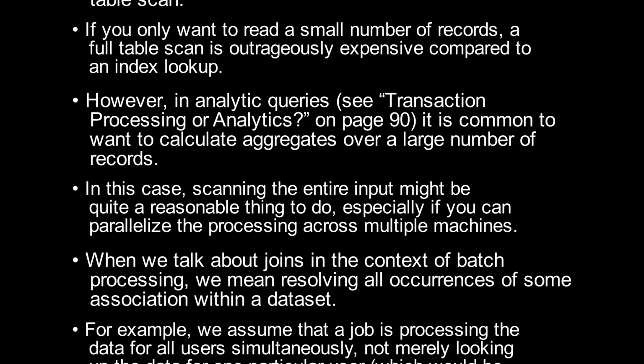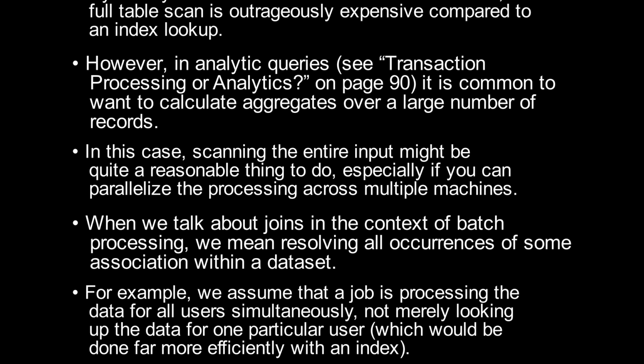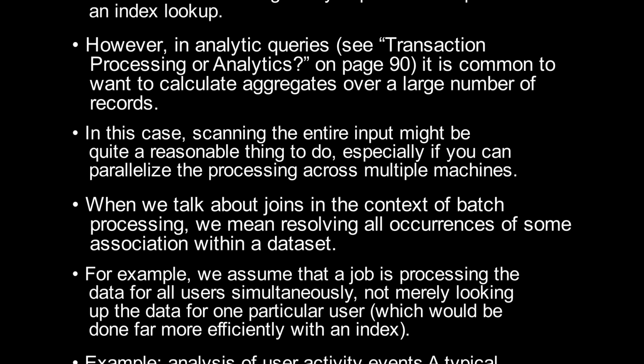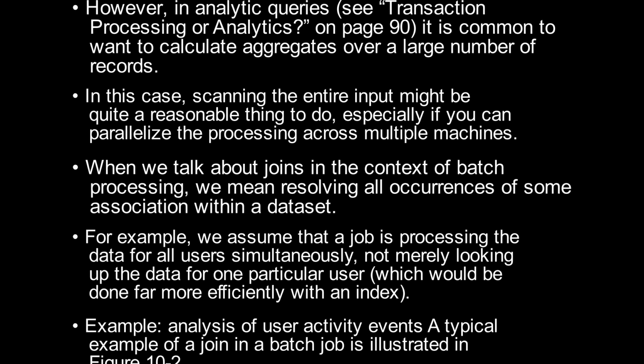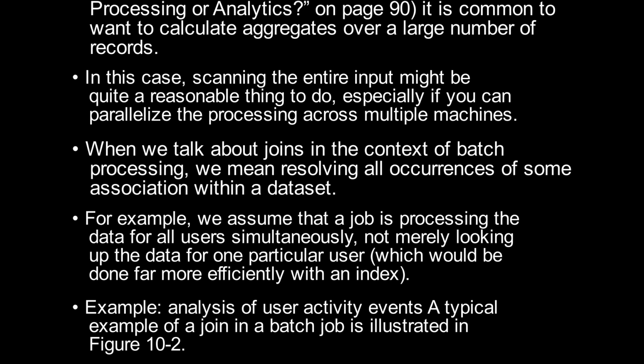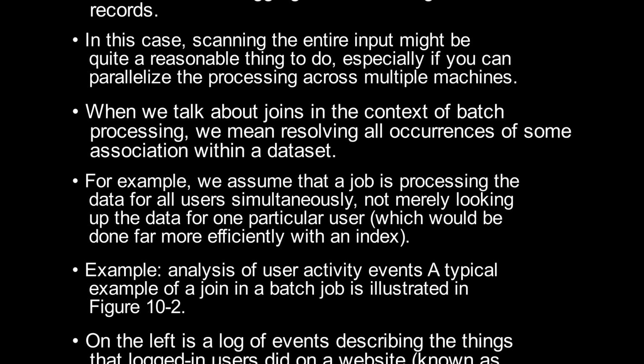When we talk about joins in the context of batch processing, we mean resolving all occurrences of some association within a dataset. For example, we assume that a job is processing the data for all users simultaneously, not merely looking up the data for one particular user, which would be done far more efficiently with an index.